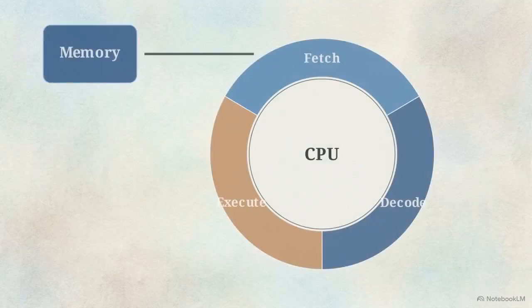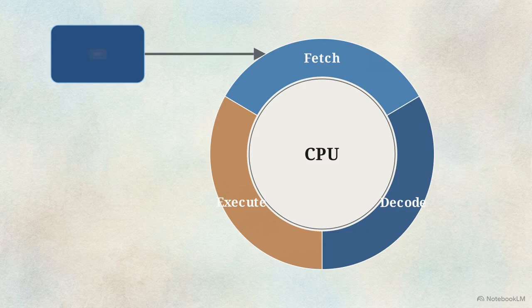This animation tracks the fetch, decode, execute cycle. The CPU fetches an instruction from memory, decodes it into physical signals, and executes the math over and over. This rhythmic loop keeps the machine running.